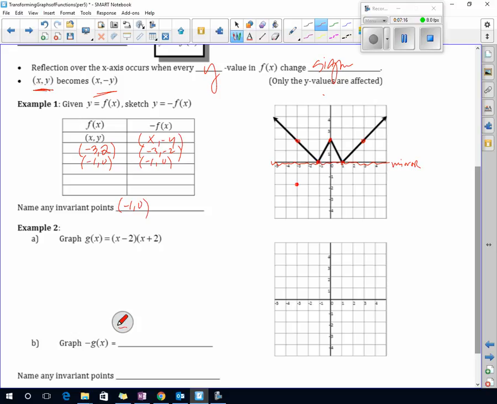So I should probably connect this as I go, just so I don't lose track of this. And once you get really good at this, honestly, to fill out the table of values, it's probably more work than just reflecting where it goes, right? But I'm going to continue just in case anybody's having trouble here. So this 1, 0 becomes 1, 0. That's another invariant point. And then my last point here, 3, 2 becomes 3, negative 2. So there we go.